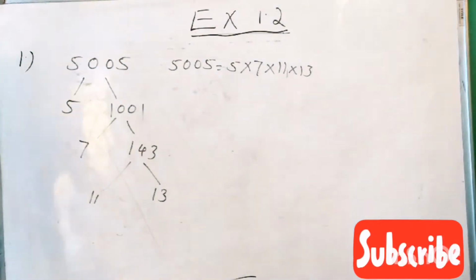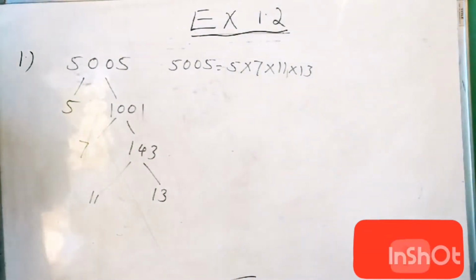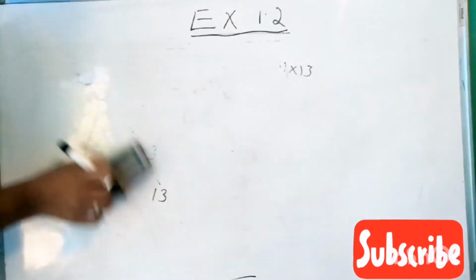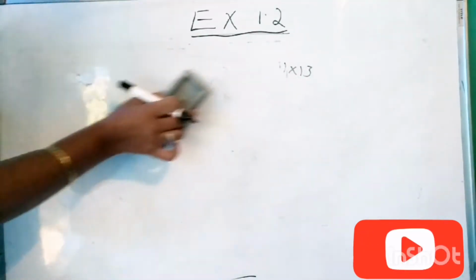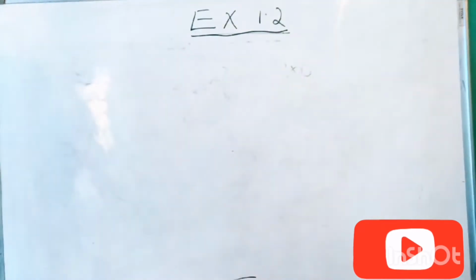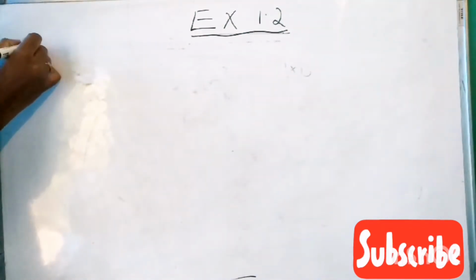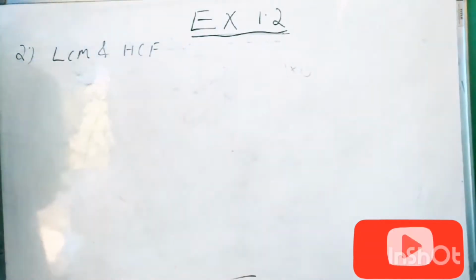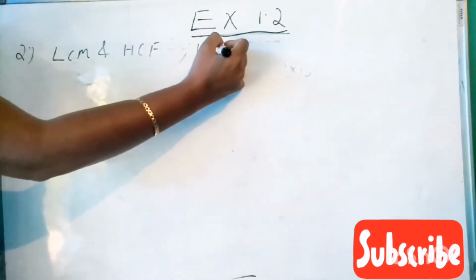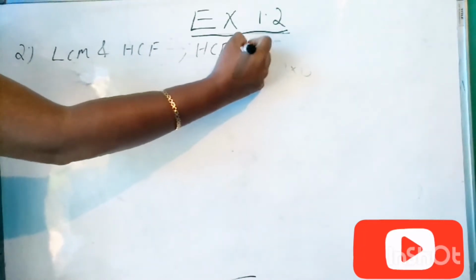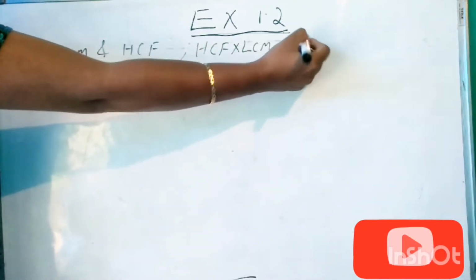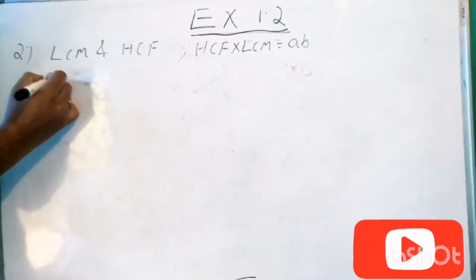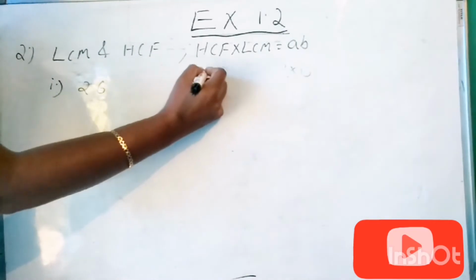Now I am going to do the second question. In the second question, find the LCM and HCF of the following pairs of integers and verify that LCM into HCF is equal to the product of the two numbers. We need to verify whether HCF into LCM is equal to the product of the two numbers or not. So the first sub-question is 26 and 91.